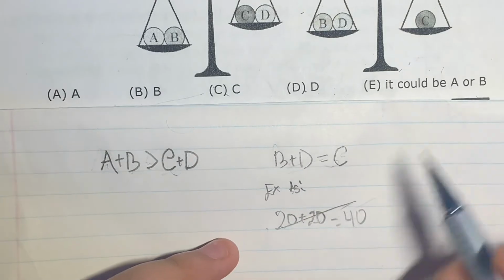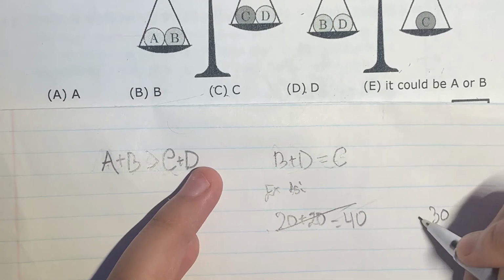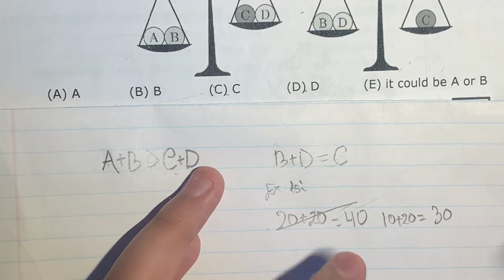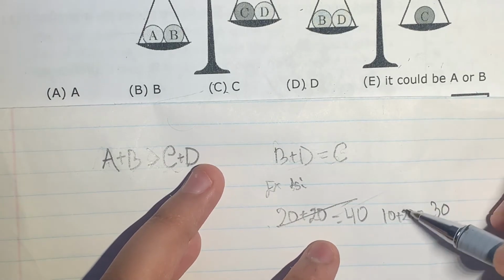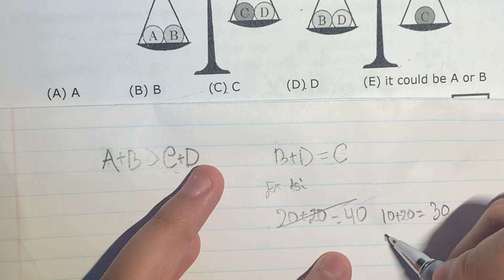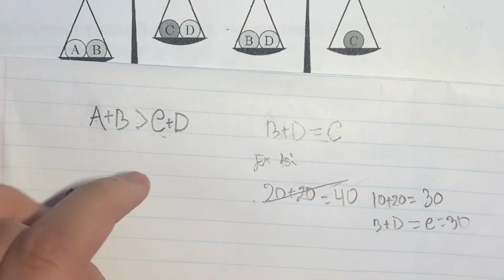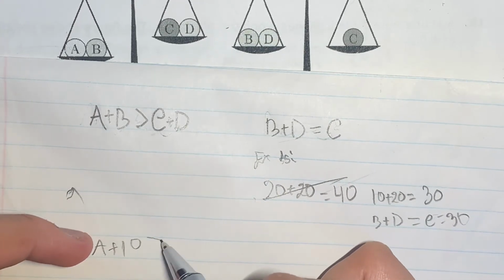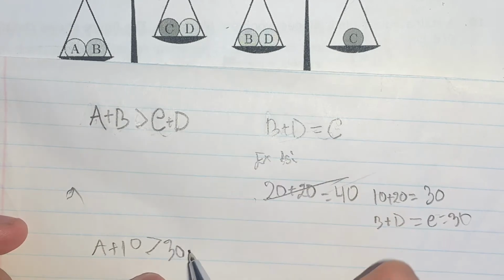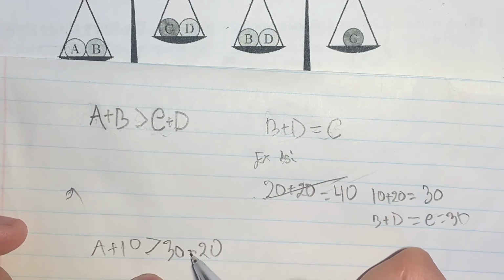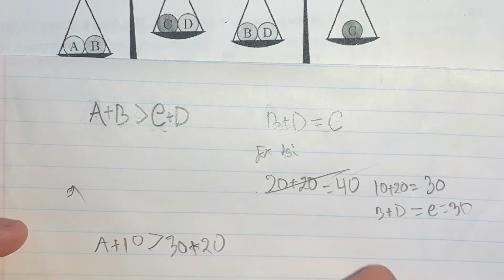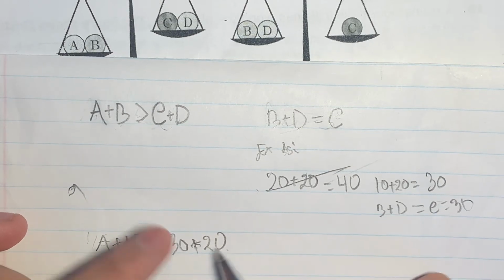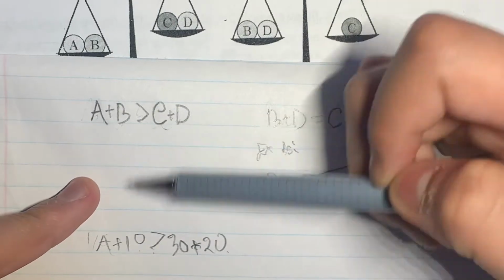So let's try with 30. 30 equals, we can use 10 and 20. There you go. So let's assume that 10 equals D or B plus D. Let's apply. So A plus B, we said it's 10, and C, we said it's 30 plus 20. There you go. Let's see if it works, okay? So if this is 40, and it will make 50, and this one is 52, which will make it equal. So this is not the same as this.